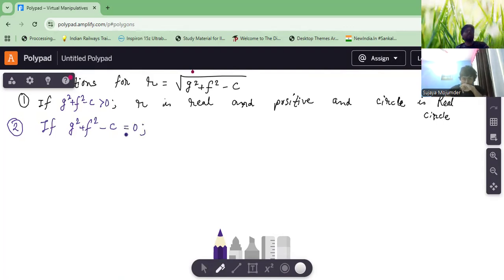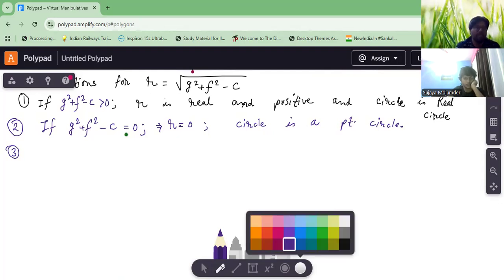So if it is 0, then radius is 0, right? R is 0. And if R is 0, then we call it a point circle. Just now I had discussed that. Circle is a point circle. Understood.